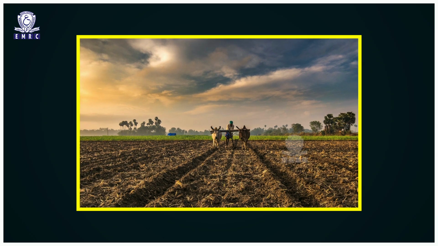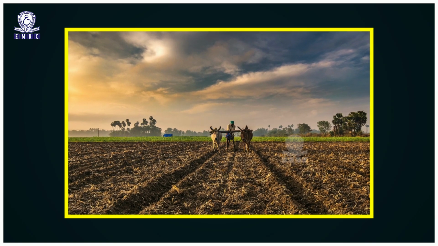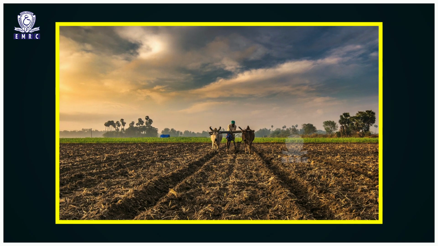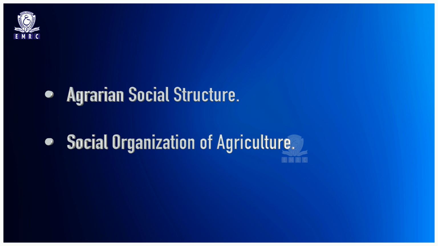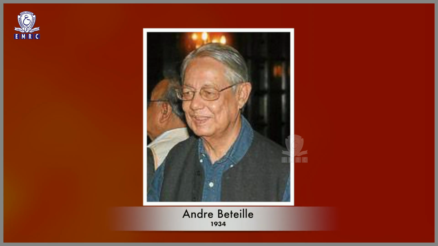The same broad set of activities as in agriculture can be socially organized. The understanding of agrarian social structure and the social organization of agriculture, described as the Social Framework of Agriculture by Andre Beteille, is not possible without having a sound understanding of peasantry or peasant society and its various implications and dimensions in the Indian setting.